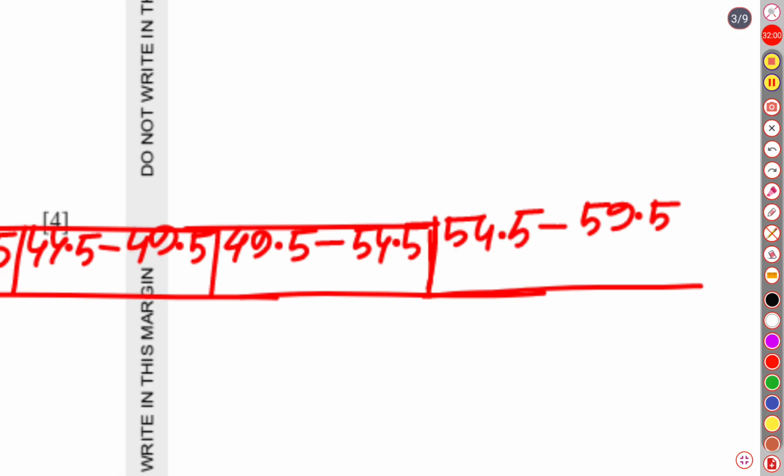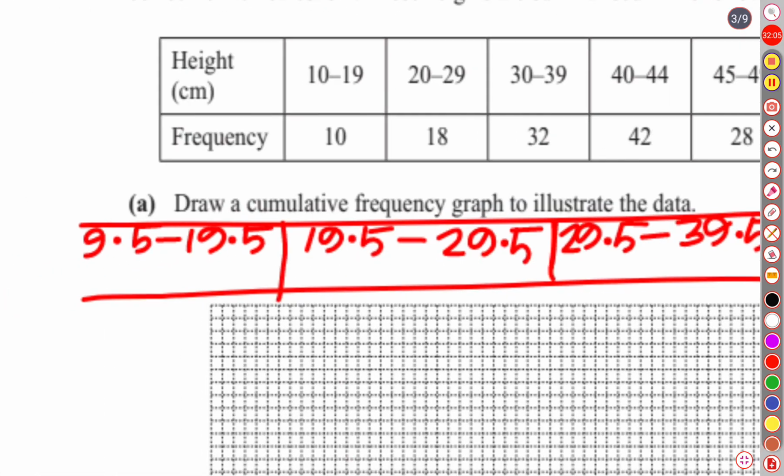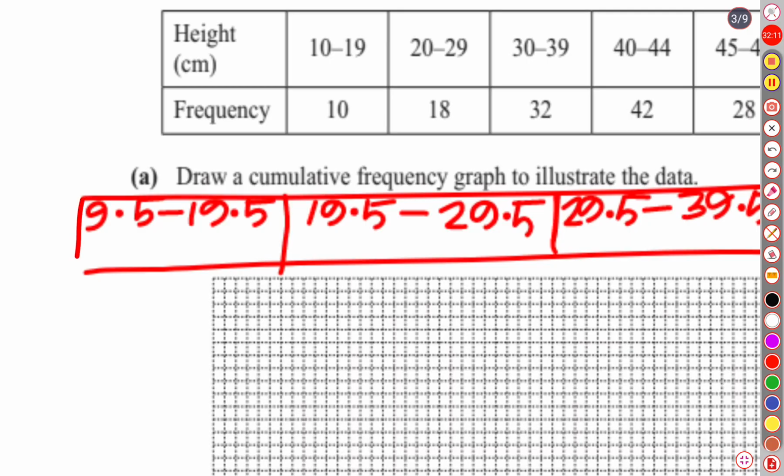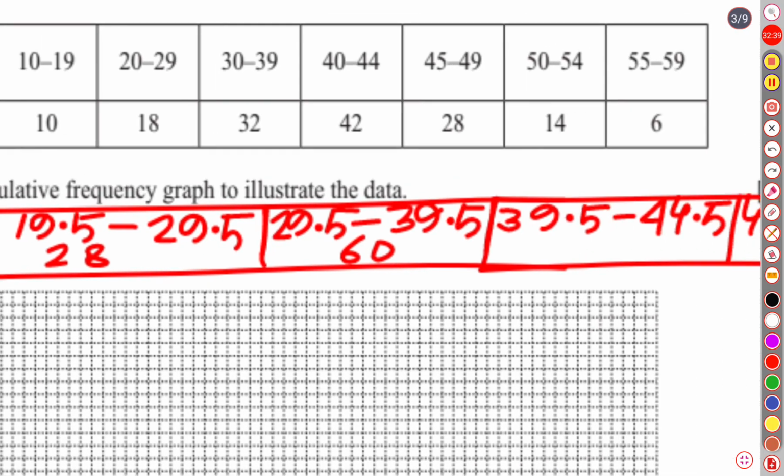Okay, then we are going to write the cumulative frequency. How much was the first frequency? It was 10. So this was the class bound, and this is frequency, cumulative frequency. Cumulative frequency is 10. Then 10 plus 18, 28. The third one is 28 plus 32, it is going to be 60. Then 60 plus 42, 102.